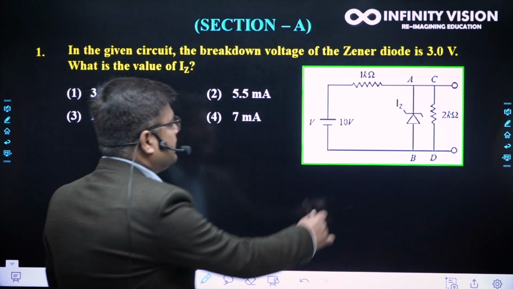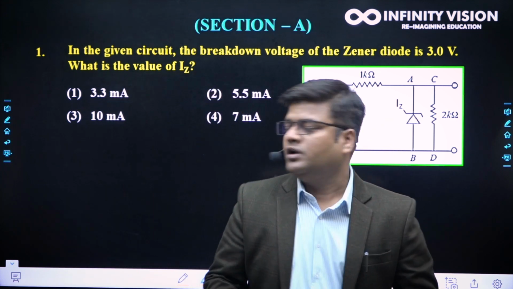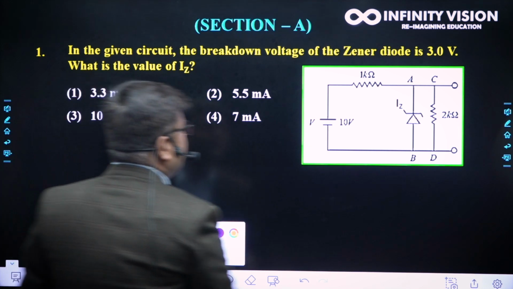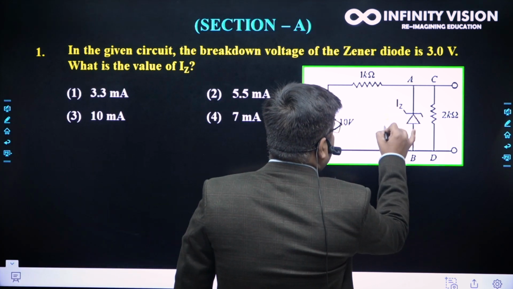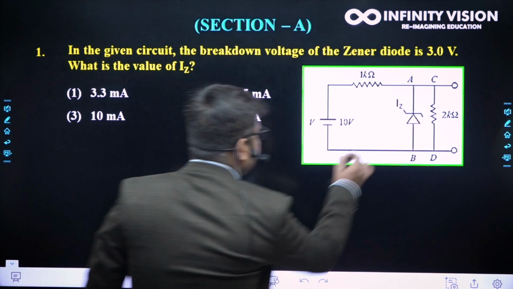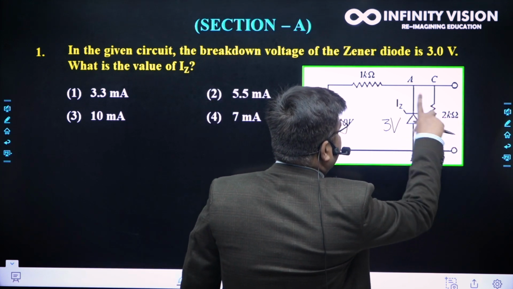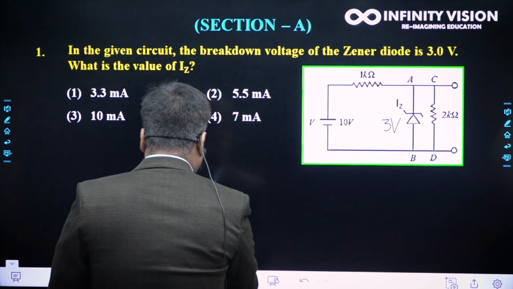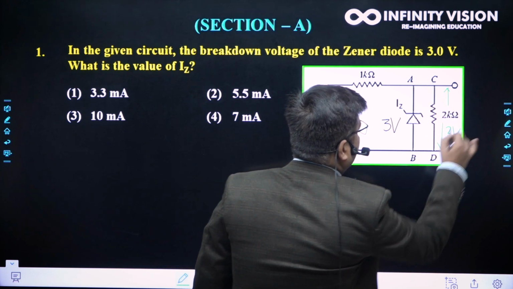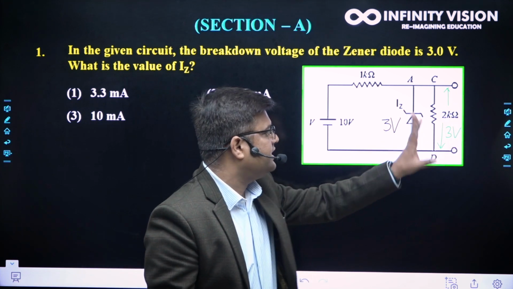So we have to find the current through the Zener diode, and the breakdown voltage of the Zener diode is given as 3 volt. So it's a very simple question. Now, since this 2 kilo ohm resistance is connected in parallel, the voltage across this 2 kilo ohm resistance will also be 3 volt.